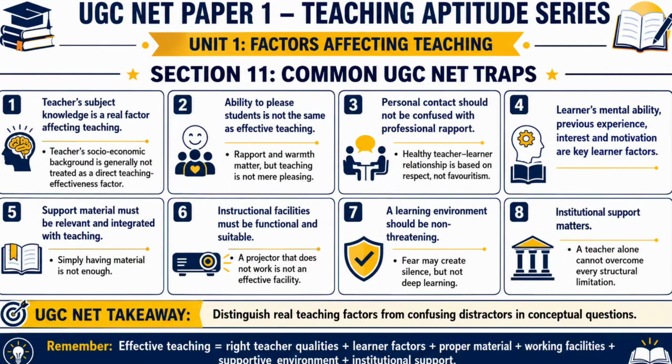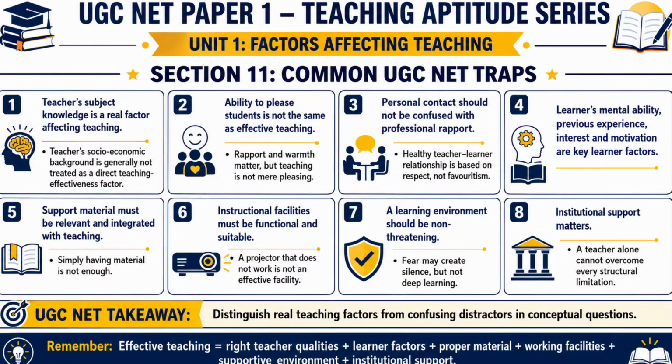Section 11. Common UGC NET traps. Let us now discuss some common traps and questions. First, teachers' subject knowledge is a real factor affecting teaching. But teachers' socio-economic background is generally not considered a direct factor of teaching effectiveness.